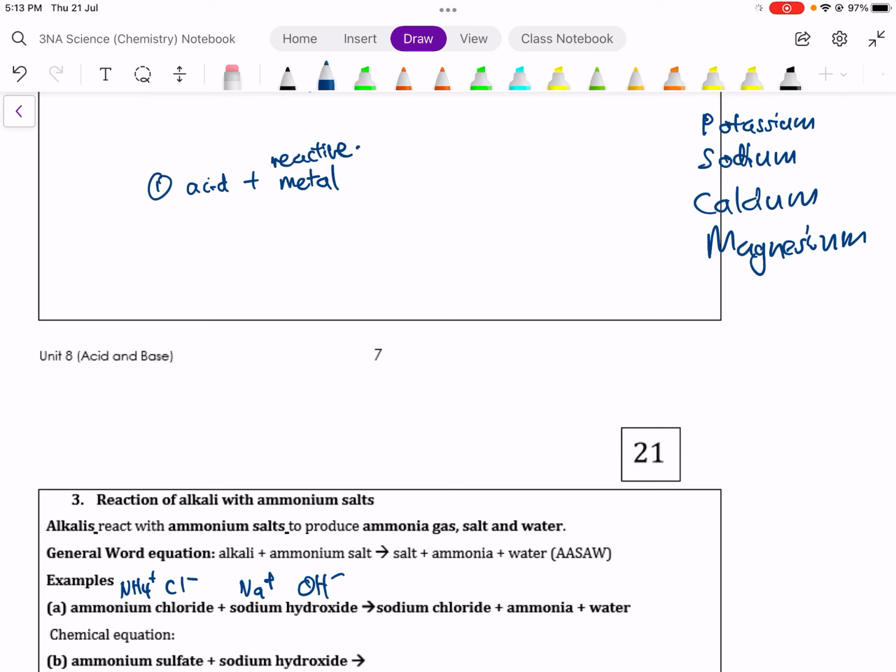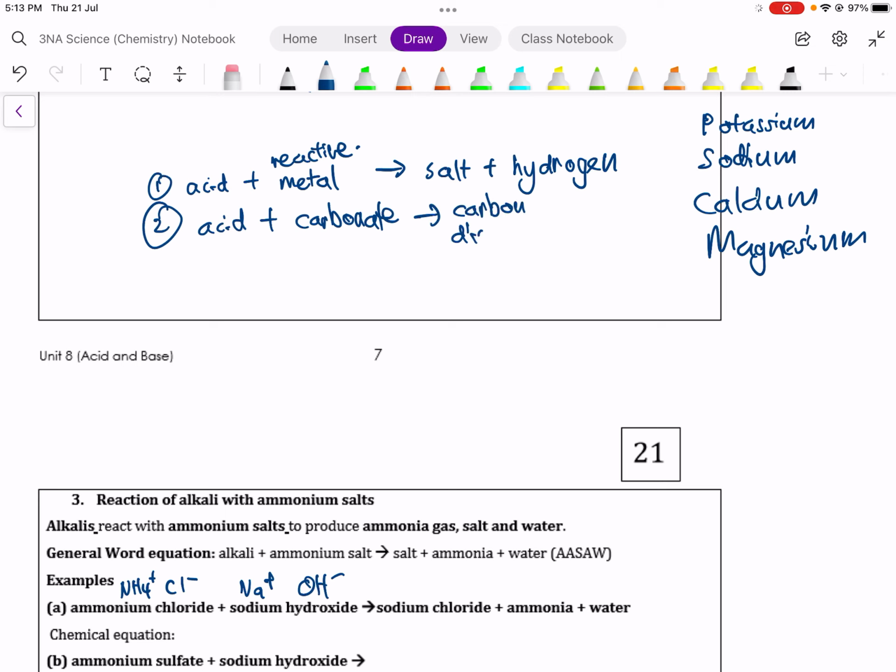Right, okay, so number 1 reaction, you have acid plus reactive metal. This gives you salt plus hydrogen. Okay, so basically the salt will have 2 words. Alright, number 2, you also have acid plus carbonate, which gives you carbon dioxide, salt and water. I like to call it ACCSW. Right, and then lastly you just learned acid plus base, gives you salt and water.